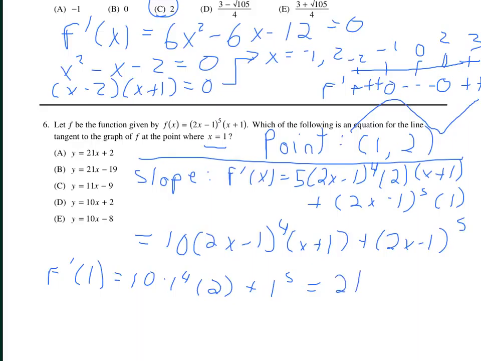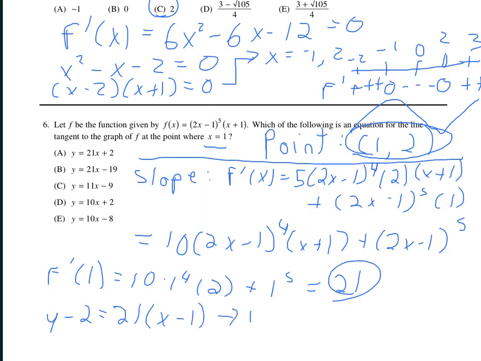So then the equation of the tangent line is given by the point 1, 2 and the slope 21. Using the point slope formula, y minus 2 is 21 times parentheses x minus 1. And then we'll just solve that for y. So we get y minus 2 is 21x minus 21, which gives us y is equal to 21x minus 19, choice B.